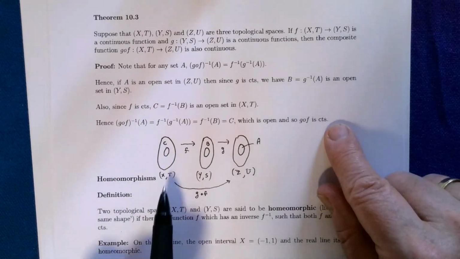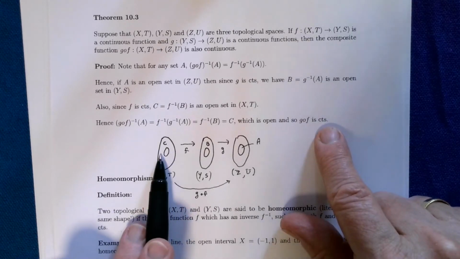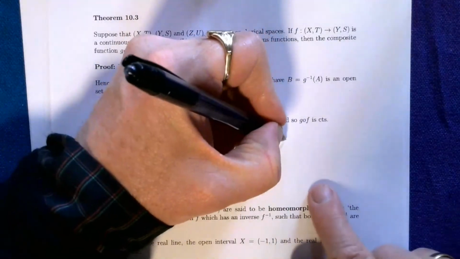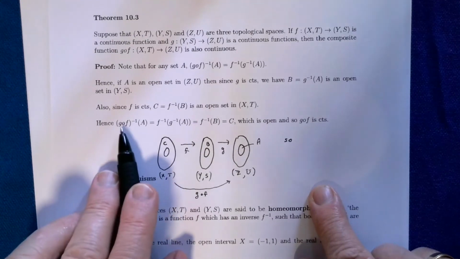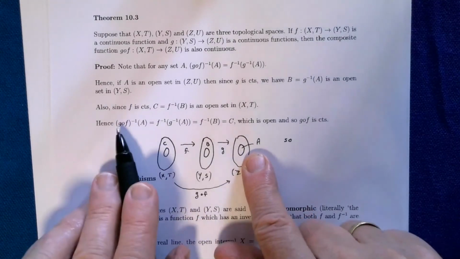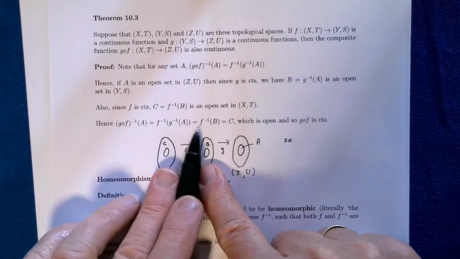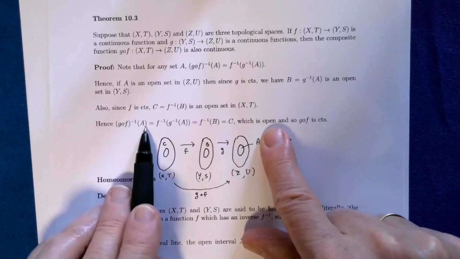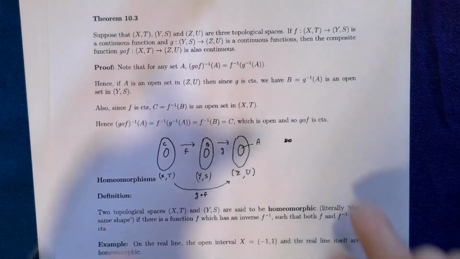And finally then, if we now take g circle f of C, we're going to end up with A. So (g circle f) inverse of A, that is, we're going to take this set A and go back to here. By definition, this is f inverse of g inverse of A. g inverse of A gets me to B, so this is f inverse of B, and f inverse of B is C, which is open. So the inverse image of open is open, and that means then that g circle f is continuous.